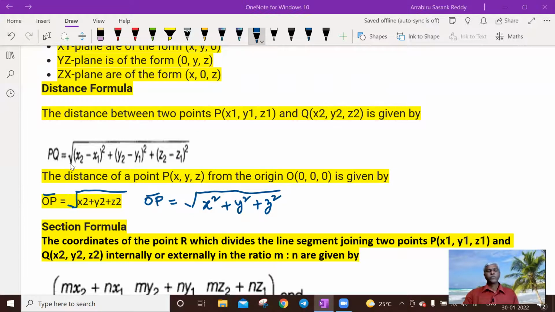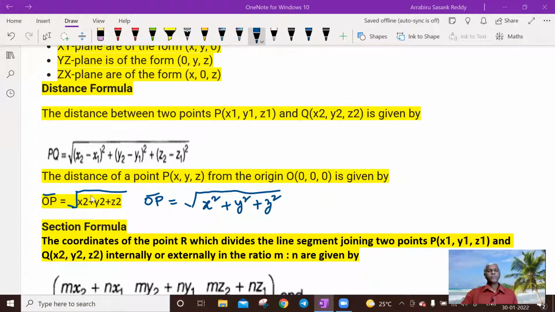So in the 2-dimension coordinate system, the distance between 2 points we know is under root (x2 minus x1) whole square plus (y2 minus y1) whole square. Up to this we know. So in 3 dimension, in addition to this, we get (z2 minus z1) whole square. So if you remember the 2 dimension formula, it is only an extension. It is easy to remember. You need not worry about this formula.